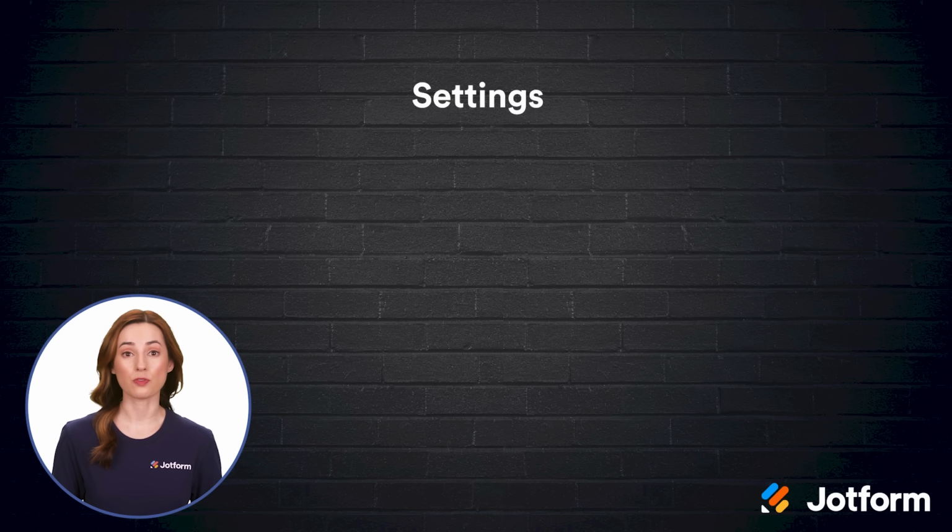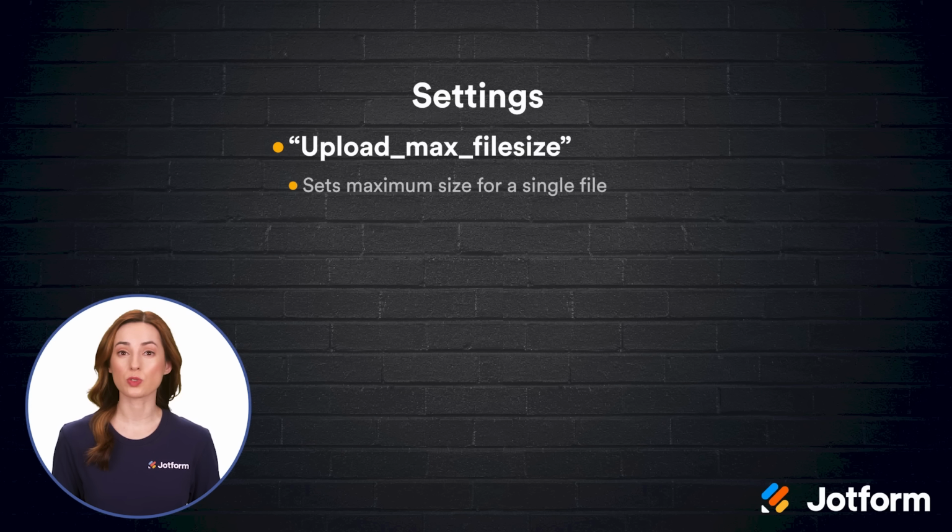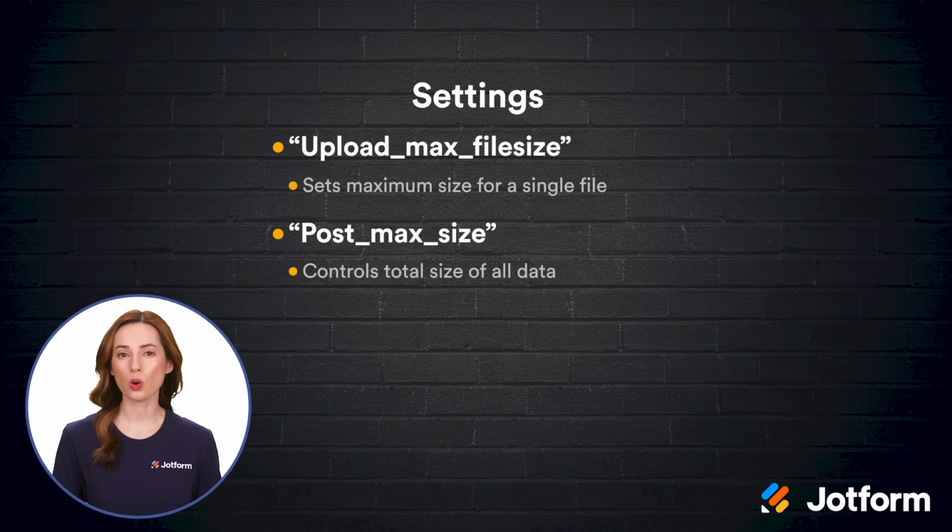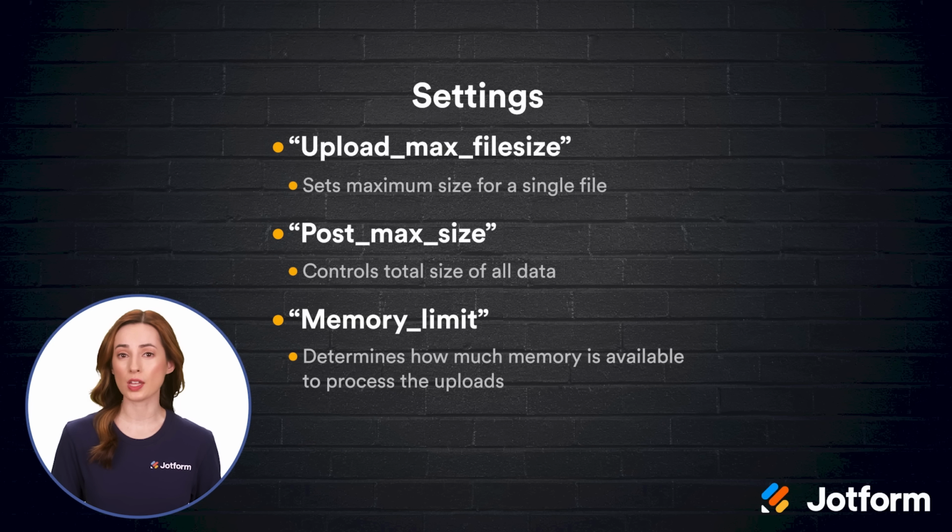Each of these settings affects how uploads are handled. The Upload Max File Size sets the maximum size for a single file, while Post Max Size controls the total size of all data being submitted. The Memory Limit setting determines how much memory is available to process those uploads. Once you understand your current limits, you can move forward with fixing them confidently.